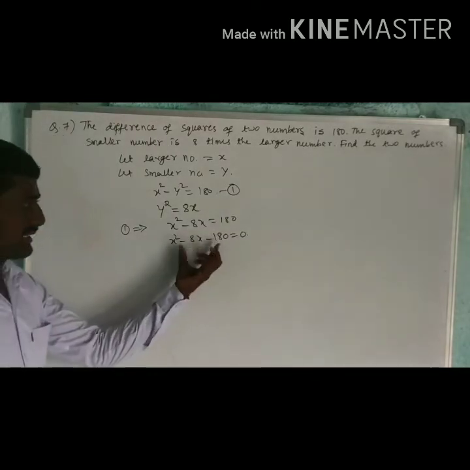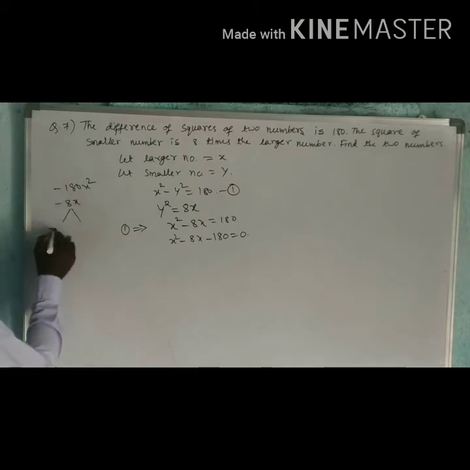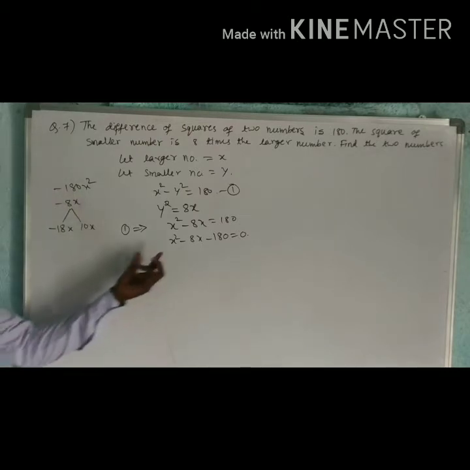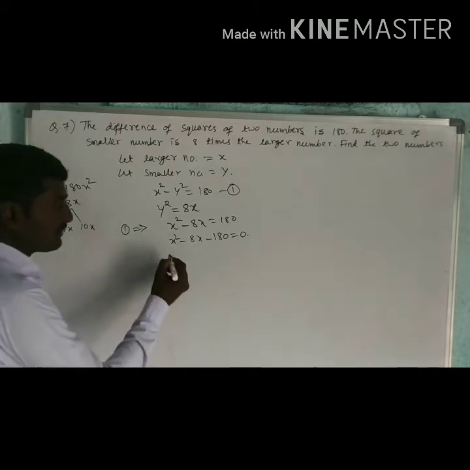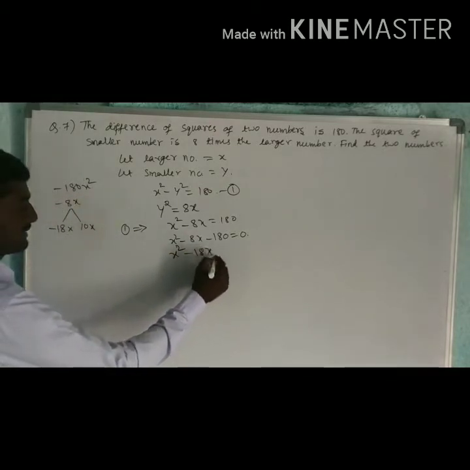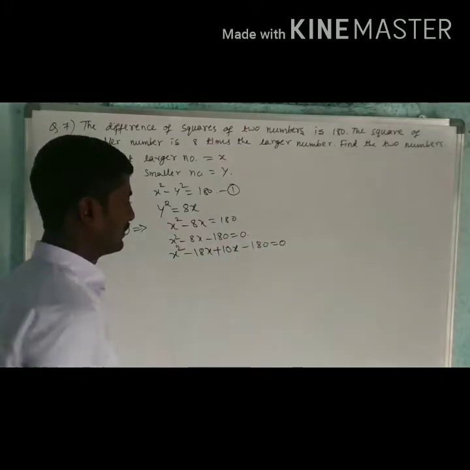Now we split the middle term minus 8x. Multiplying x square and minus 180 gives minus 180 x square. Split that as minus 18x plus 10x. Minus 18 plus 10 is minus 8x. Multiply: minus into plus is minus, 18 tens are 180. So minus 8x I can write as minus 18x plus 10x. Now x square minus 18x plus 10x minus 180 is equal to 0.